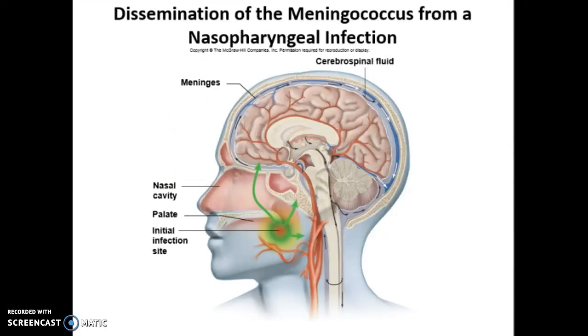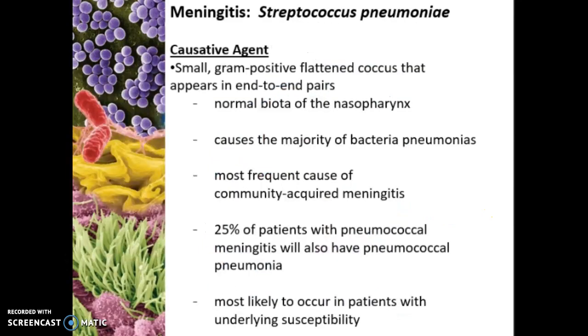Alright, so here we're looking at how the organism can move from the sinus cavity or even the back of the throat. This would be an initial infection, and then the organism is actually able to make its way through the bone, the layer of bone protecting the brain, and cause issues there.